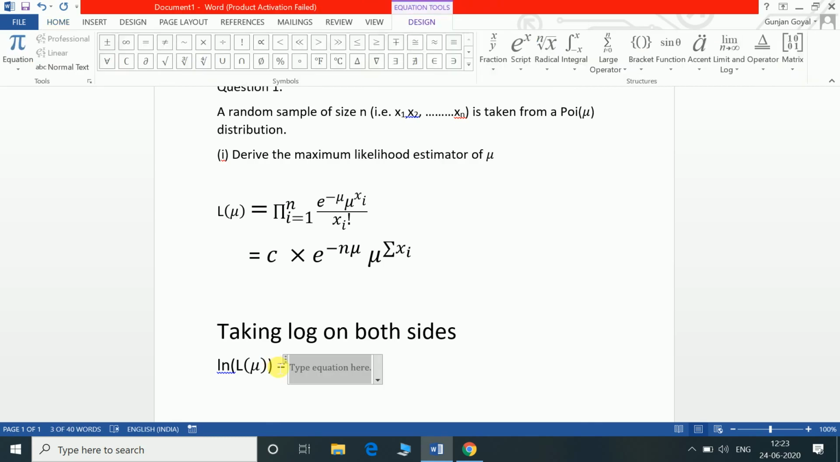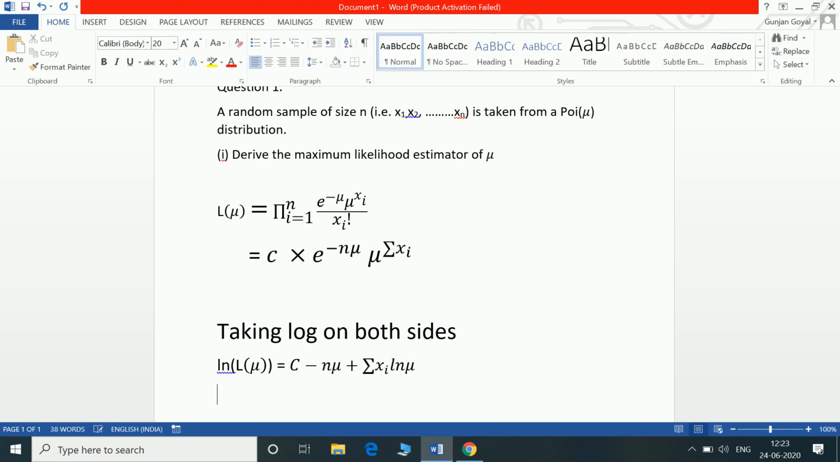My equation is c, which is the constant, minus n into mu. So I'll write n backslash mu, that gives me n mu, plus summation of xi. So backslash sum x underscore i. Okay, and then I'll write ln mu again. So this gives me the log likelihood, and then I take a differentiation on both sides.